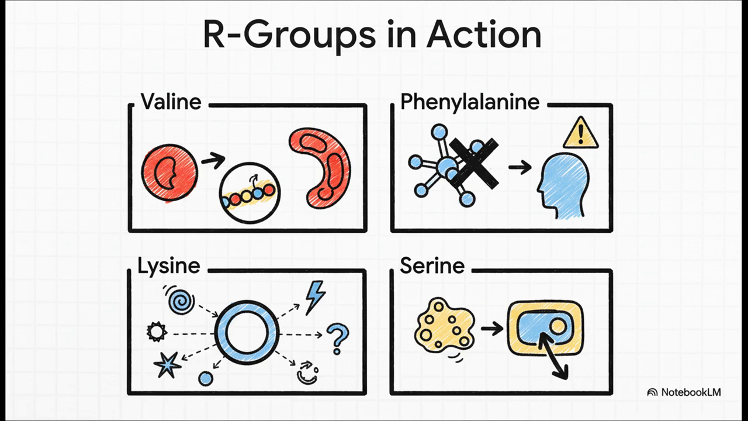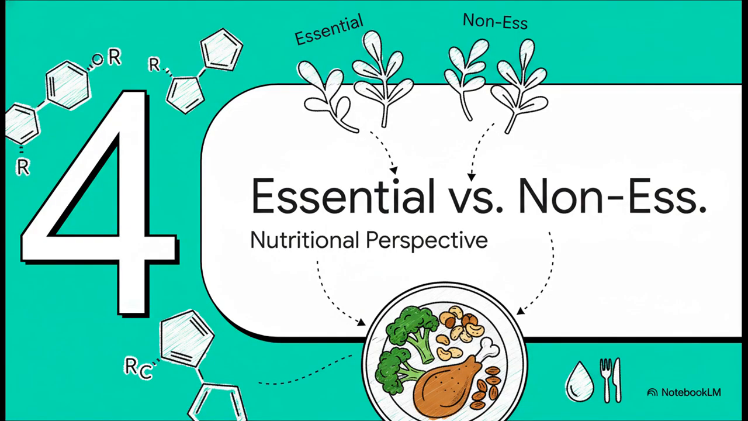The disorder PKU is caused by the body's inability to handle phenylalanine. And the special features on lysine and serine make them perfect targets for modifications that act like on-off switches, controlling what the protein does. Okay, so these molecules are obviously vital. We need them. So, where do they come from?